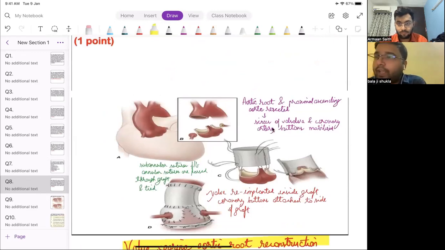the aortic root and the proximal ascending aorta are resected, and the sinus of Valsalva and coronary artery buttons are mobilized. In the next image, the subannular sutures followed by annular sutures are passed through the graft and tied. And in the next picture, you can see the valves are reimplanted inside the graft and coronary buttons attached to the side of the graft. This is known as the David procedure, and it is used in treatment of aortic regurgitation.